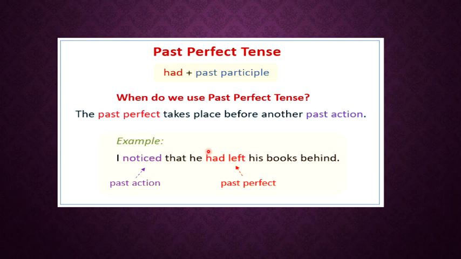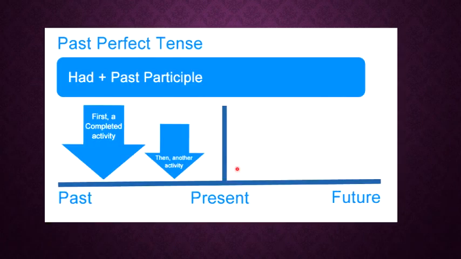And what is the way to use it? You have to use had and the past participle form of your verb. So see the sentence, I noticed. Now noticed is simple past tense. Dear children, if you have any confusion about any tense, you can refer back to the videos anytime. We have done simple past tense in one of the previous sessions. So I noticed that he had left his books behind. Had left is the past perfect tense. Alright. And left is the past participle form of the verb leave. Okay. Now let us move next.